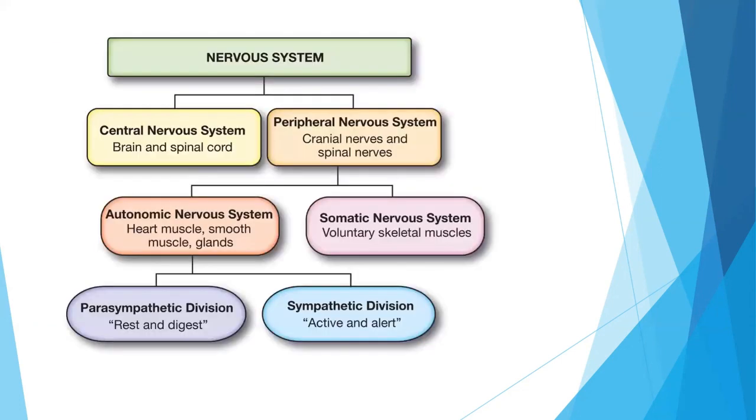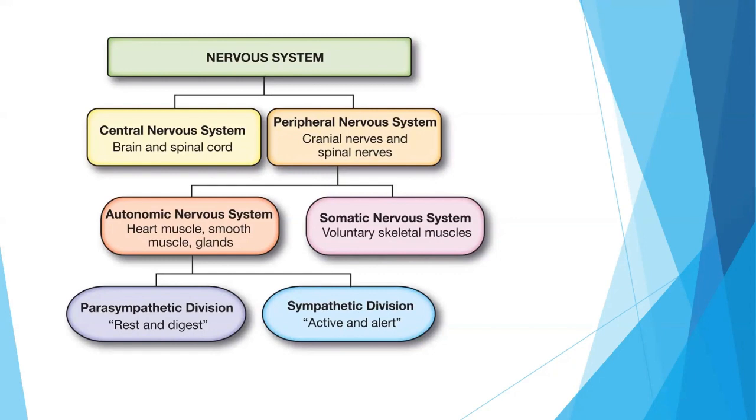Now, I will tell you some of the basic things and also how to approach a neurology question in your USMLE Step 1 examination and also in your self-examination. So the nervous system is divided into central nervous system, which consists of brain and spinal cord, and peripheral nervous system, which consists of cranial nerves and spinal nerves.